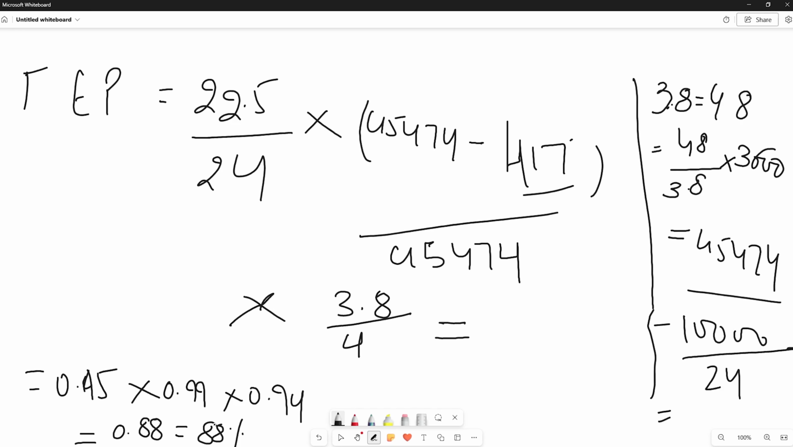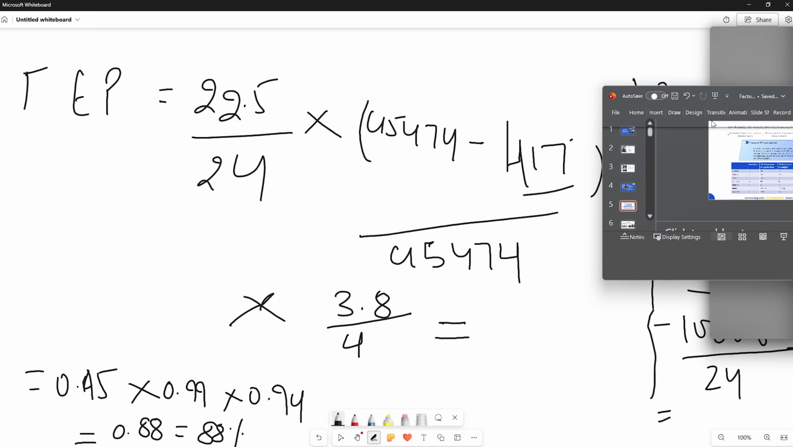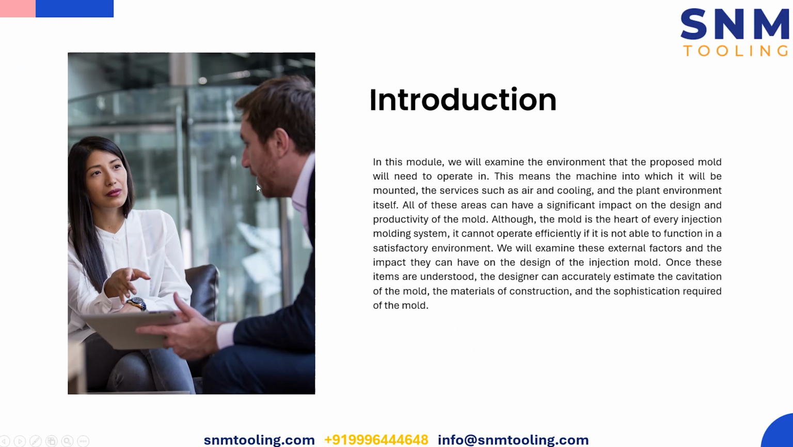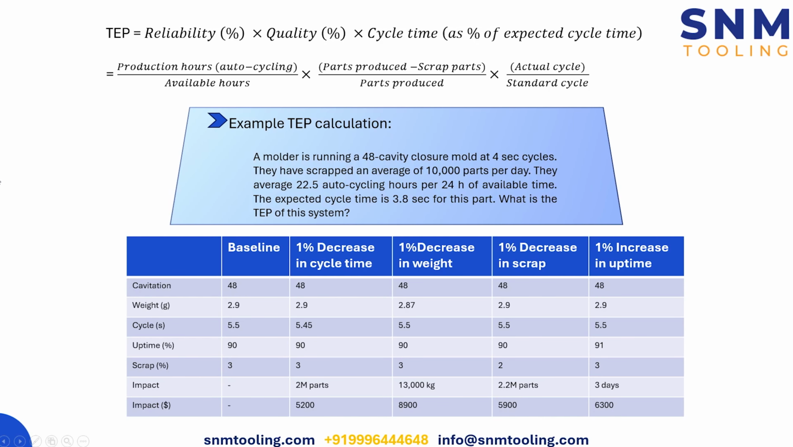Next, the total equipment productivity, if we have a few things to alter or optimize, right? For example, I'll give an example here. So given 1% increase or 1% change in some factors, let's start with 1% decrease in cycle time.